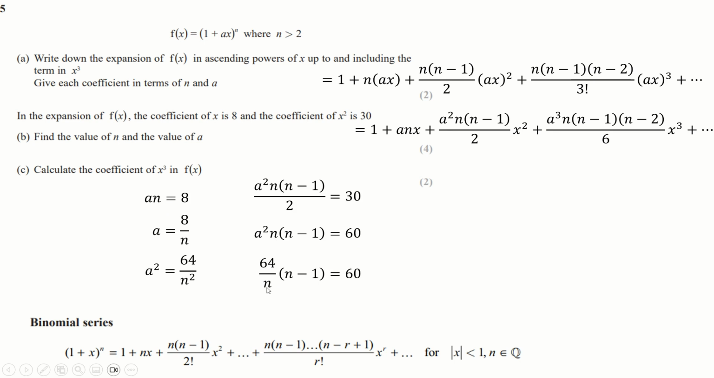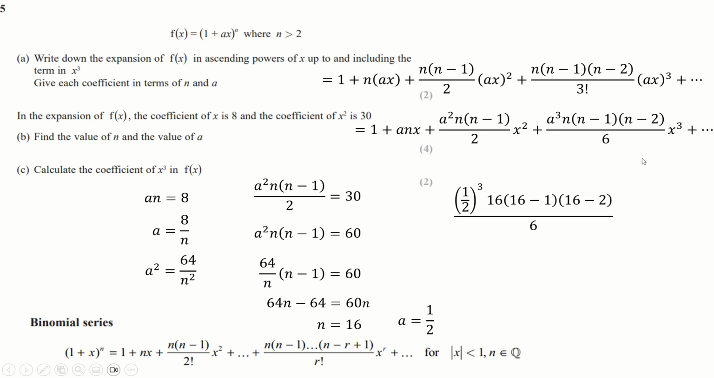And this n will cancel with one of those to just leave you with a divide by n. Times everything by n here, and then expand out to 64, and you get this. And then you can just solve this. n is, I think, 16 if you do that. And then shove that 16 back into here, and you get a as a half. And then you can use those two results. It's looking for the coefficient of x cubed, so just use those two results and put them in there, and just type it straight into a calculator, and you get this.